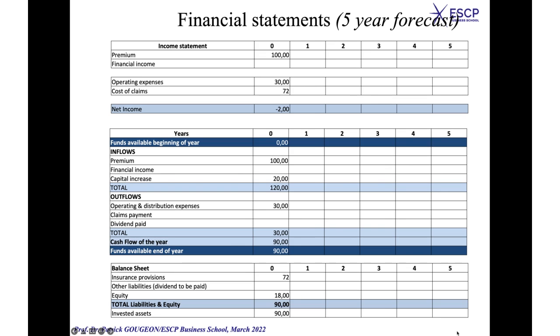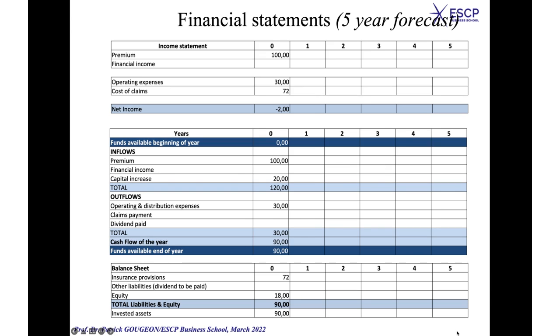So what is the equity? The equity is 18. Why is it so? Because you brought in 20, that's the initial equity injection, but you also have a negative net income, which is -2. So the equity to start will be 18 only. So you have total liabilities and equity of 90, 72 plus 18, which corresponds to the amount of cash you have and which will be invested. That's why the assets are all invested assets here. So that's for year zero.